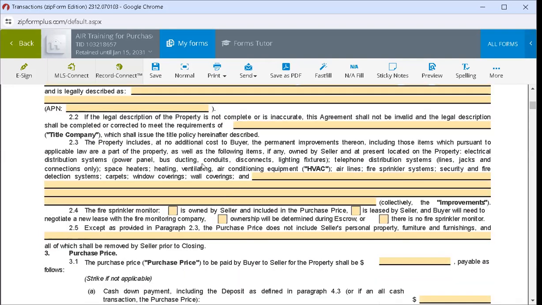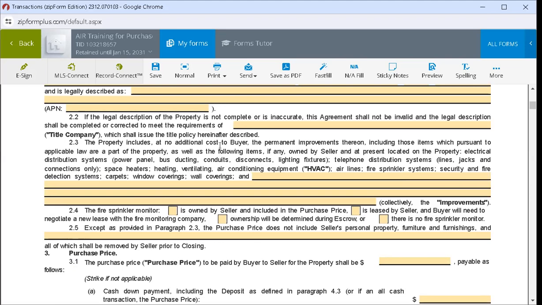2.4, we're on the fire sprinkler monitor. So you have 4 choices here. As a buyer's agent, you may not know who owns that fire sprinkler unless you've specifically asked. So you want to look at your boxes to check. You could check is owned by the seller and included in the purchase price, or it's leased by the seller and the buyer will need to negotiate a new lease.